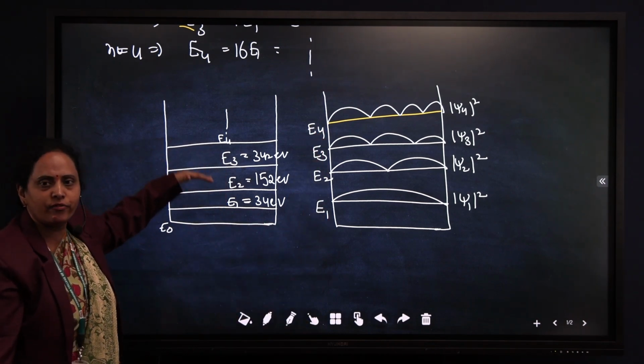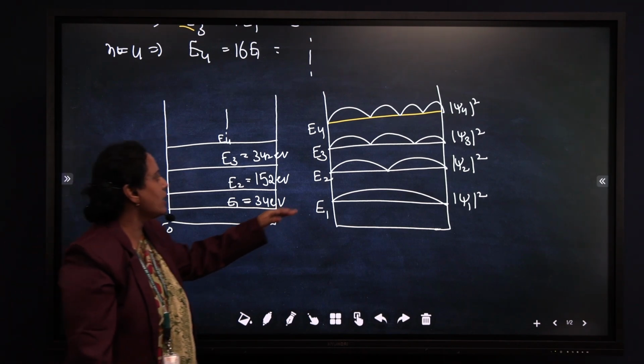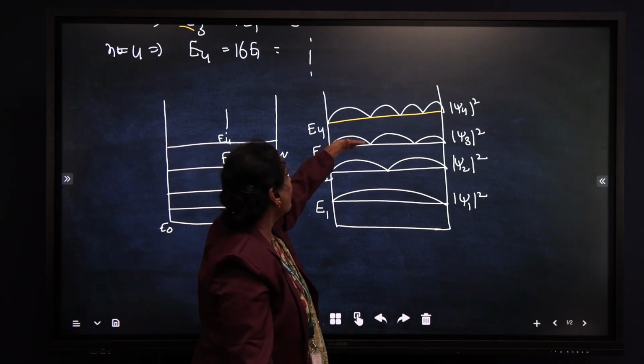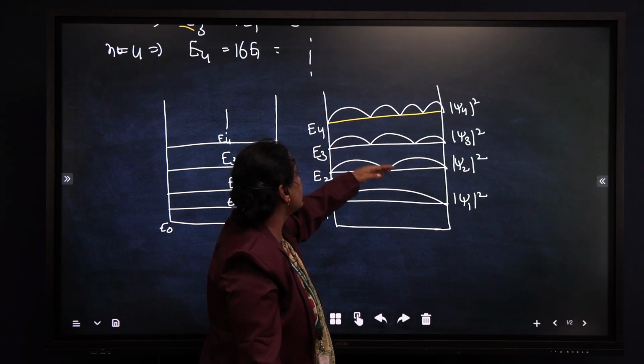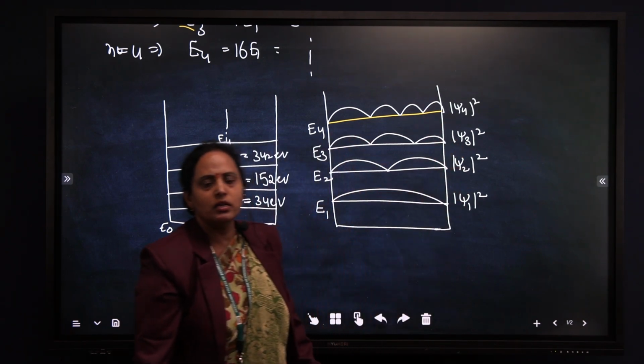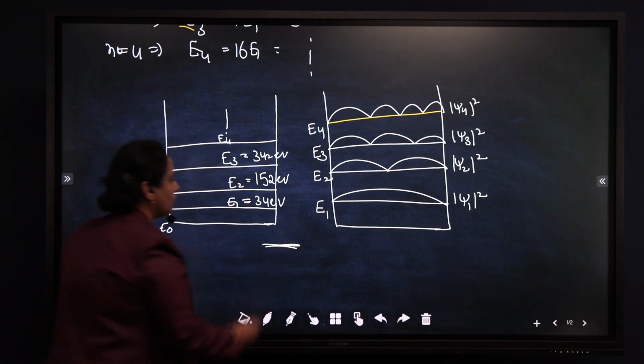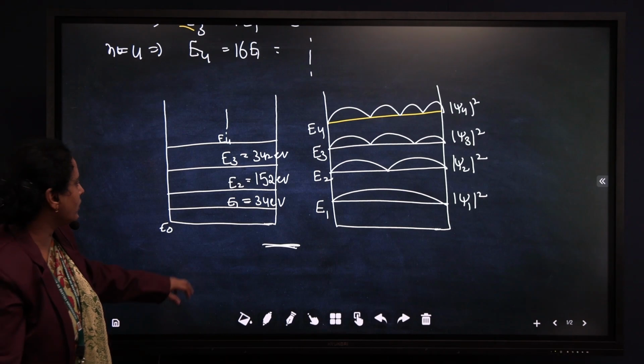This shows that discrete energy levels exist for the electron, and the wave functions in these discrete energy levels are given by psi 1 square, psi 2 square, psi 3 square and psi 4 square. So this is the conclusion given by Schrodinger's wave equation.